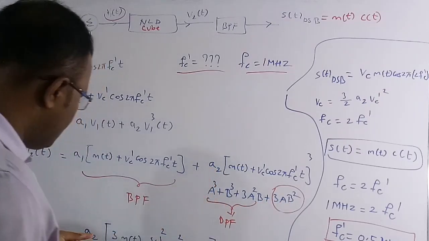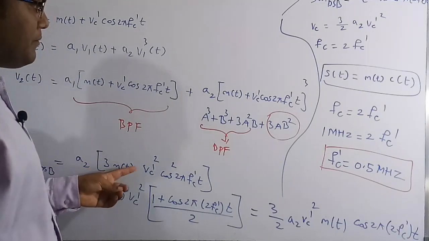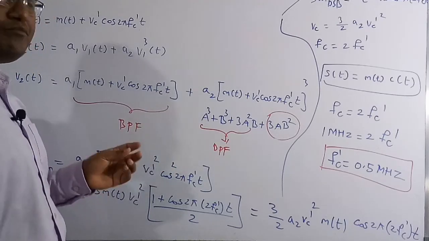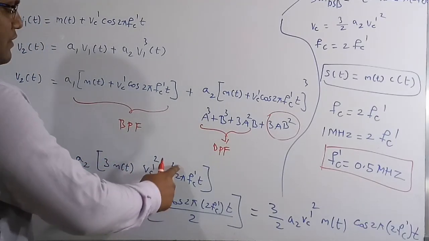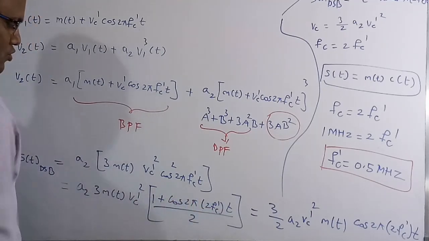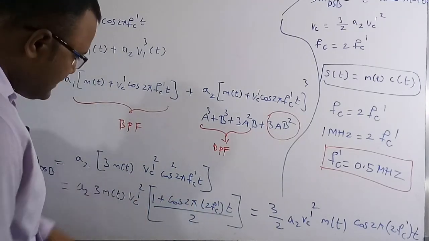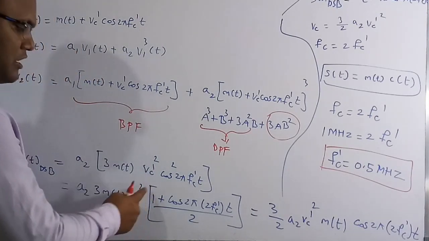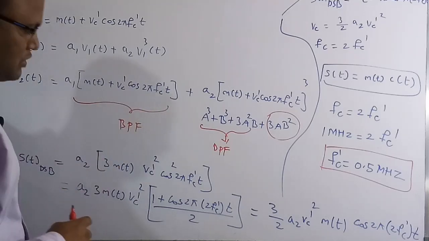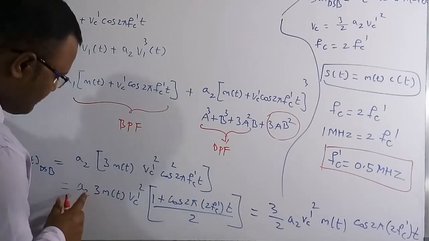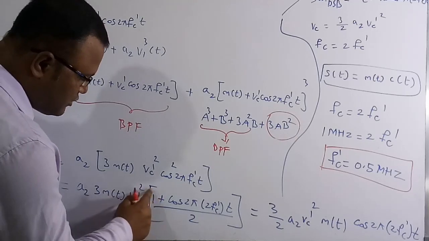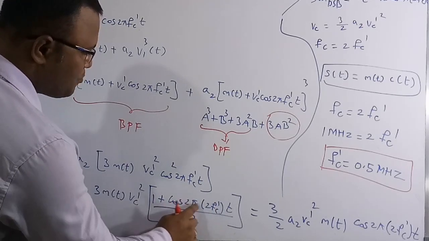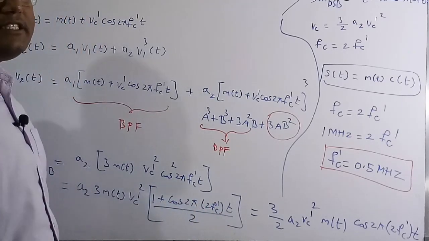A2 is a constant. So therefore A2 into 3. A is nothing but m(t), B is nothing but Vc' cos 2πFc' t whole square. Square means again square. So now we are going to solve this one. cos²θ is nothing but (1 + cos 2θ)/2. That is what I have done here. Again there is some constant part. This constant part is also removed by this band pass filter. So therefore the only term which you are going to get is A2 · 3 m(t) Vc'² and this one term is not going to come from the output of the band pass filter. So only this thing, cos 2πFc't by 2, is what we are going to get.